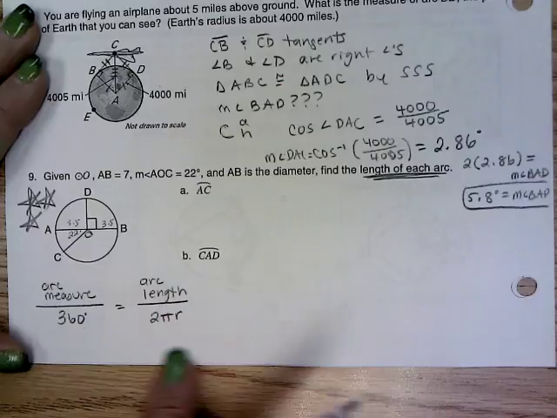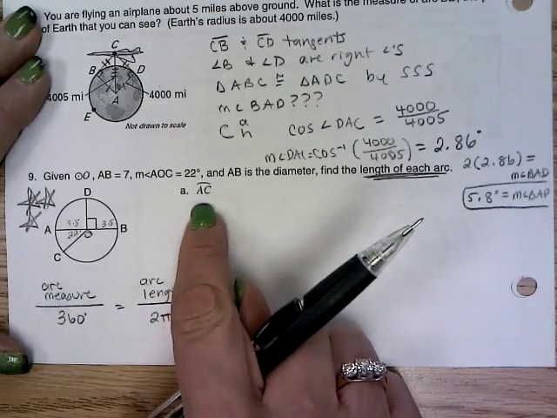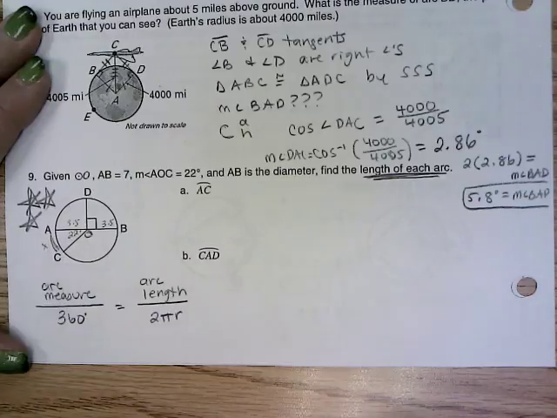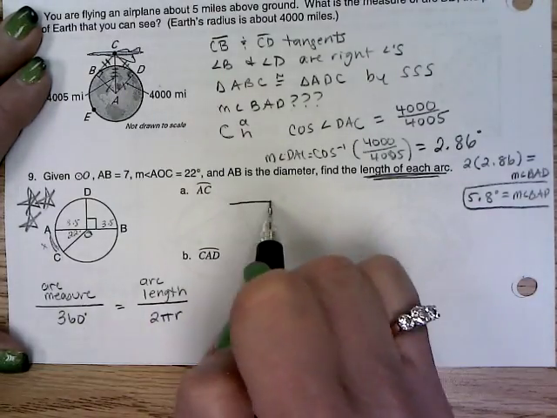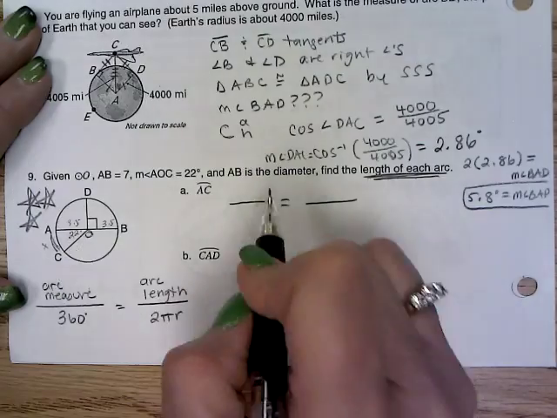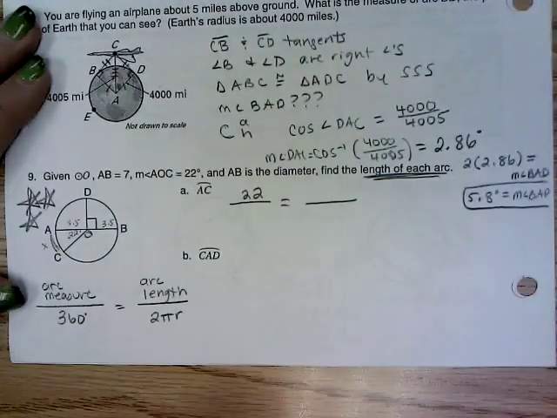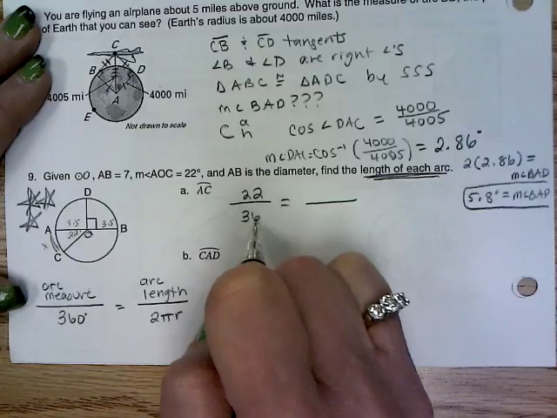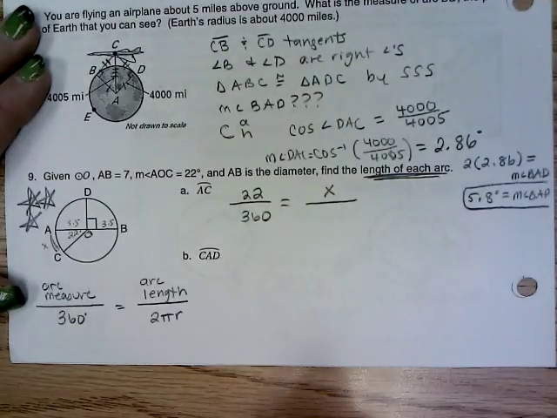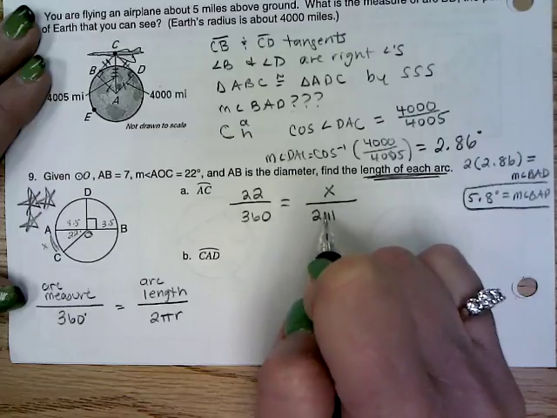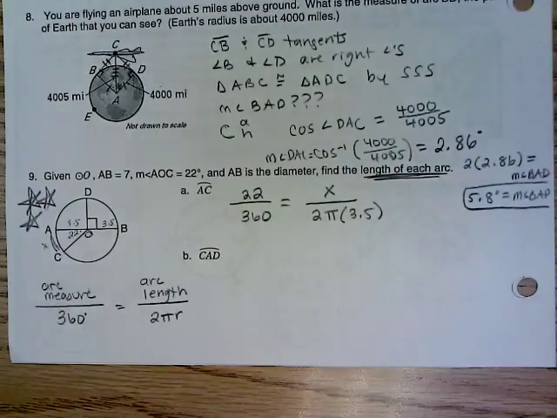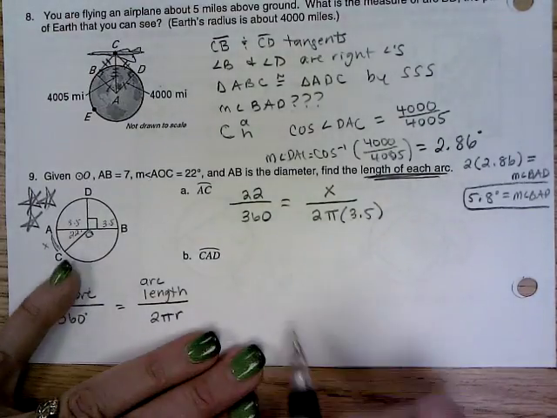So now, using this information, I'm going to find AC. If I want to find the length of AC right here, he's my x. So what do we know? Well, what's the arc measure? It's on the central angle, so it's the same as the angle. Total degrees in my circle. I'm looking for its length, the radius. Now all I'm going to do is cross multiply and divide.